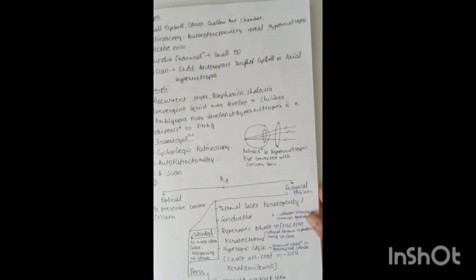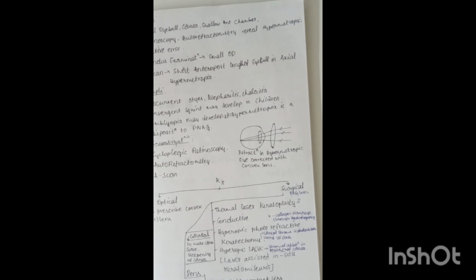The signs are small eyeball or cornea, shallow anterior chamber. Retinoscopy and autorefractometry reveal hypermetropic refractive error. Retinoscopy is a device, and on fundus examination, the doctor can see a small optic disc. A-scan reveals short anteroposterior length of the eyeball in axial hypermetropia.